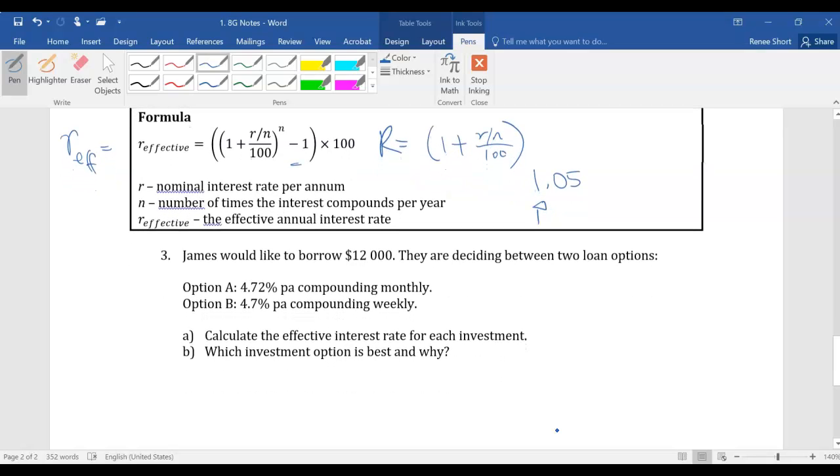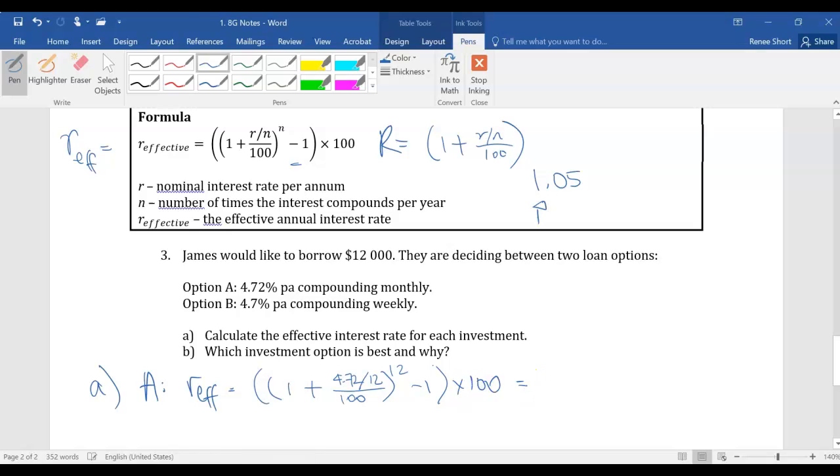If I calculate these R effective rates for part A, so if I'm looking at option A and that effective interest rate, I need to fill that into that formula there. So what I need to do, first of all, open up my first set of brackets, 1 plus, and then I need to put little r divided by n. My interest rate is 4.72, and it's compounding monthly, so this is going to say divided by 12. All of that over 100. Close that bracket. I'm doing that to the power of 12 because it's monthly, minus 1, close that, and times that by 100.